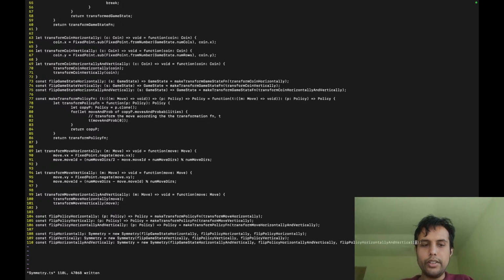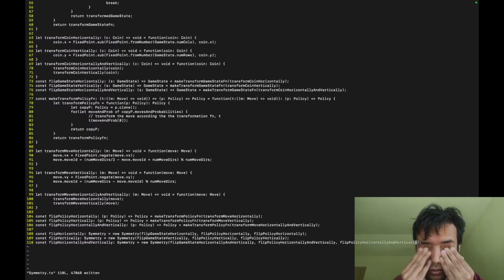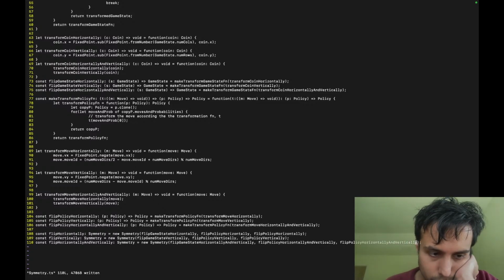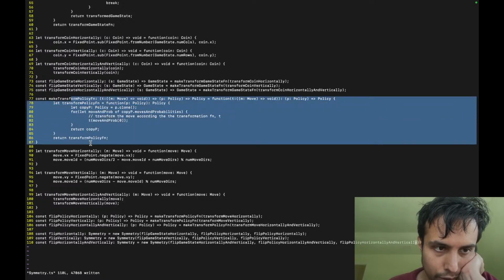And I think we're now almost done. We have all the symmetries. Just put them in the list, and then I think we're done, right? It's really cool how we're just chaining these two. So everything is nice. Everything is contingent on this factory function, right?